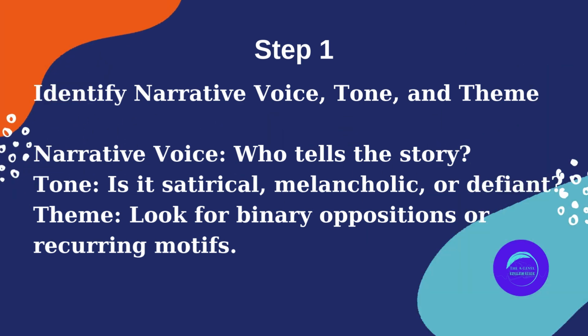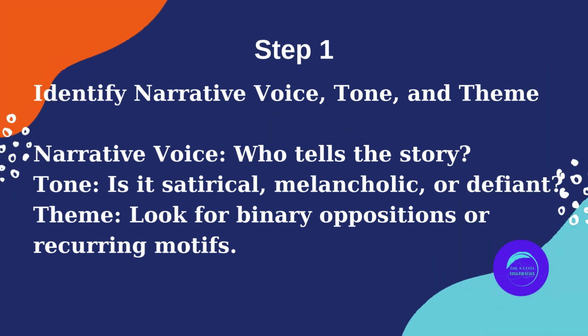Step 1. Identify narrative voice, tone, and theme. Narrative voice. Who tells the story? A first-person narrator, like Jane Eyre, creates intimacy, while third-person omniscient, e.g. Waugh, offers irony by revealing hidden motives. Tone. Is it satirical, melancholic, or defiant? How does the writer's word choice signal this?